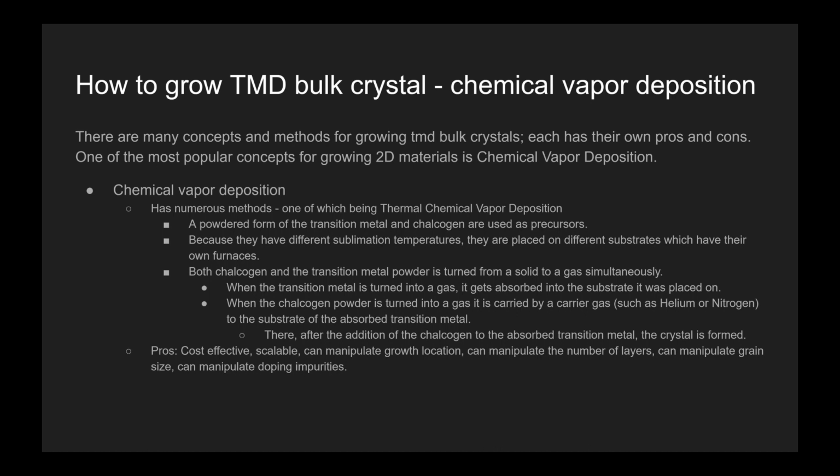When the transition metal is turned into a gas, it gets absorbed into the substrate it was placed on, but when the chalcogen powder is turned into a gas, it is carried by a carrier gas such as helium, nitrogen, or argon, and is carried to the substrate of the absorbed transition metal. There, after addition of chalcogen and the absorbed transition metal, the crystal is formed. The pros of chemical vapor deposition are that it is cost-effective, scalable, you could easily manipulate growth location, the number of layers, the grain size, and you could manipulate dopant impurities.